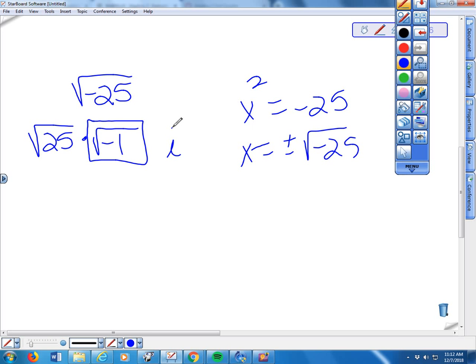Why, I don't know. Why they call it imaginary, I don't know. The fact is, the square root of negative 1 is i. So if I take the square root of 25, I get 5. If I take the square root of negative 1, well, that's just i. So my answer to this problem is plus or minus 5i.